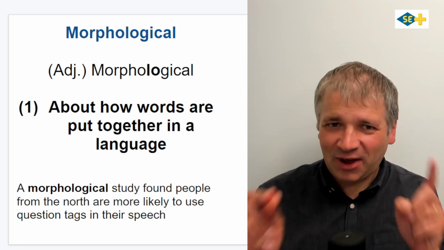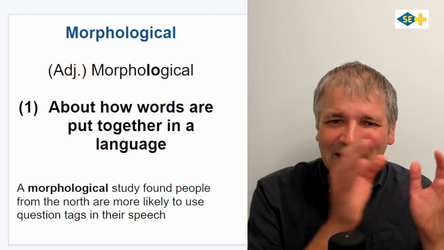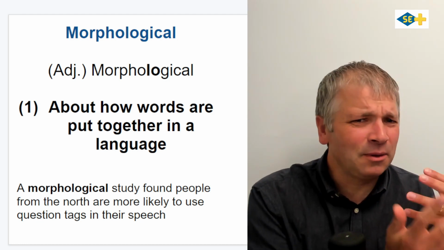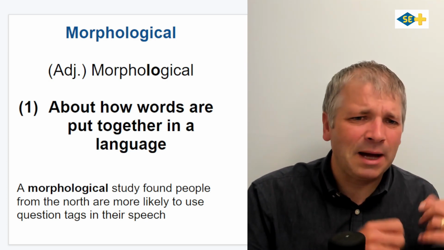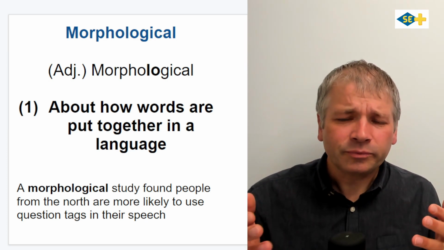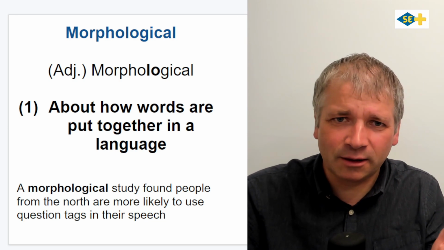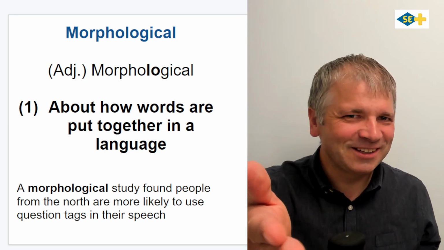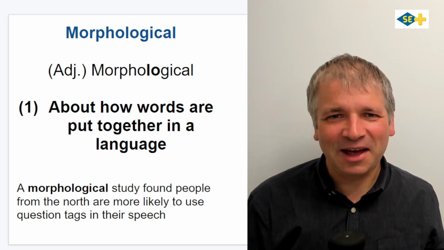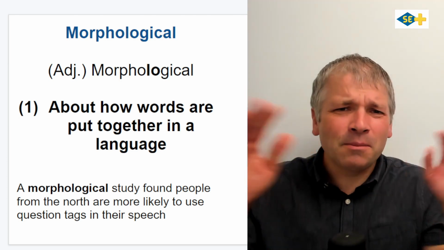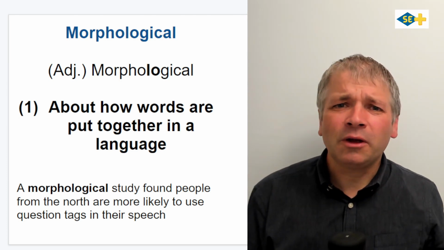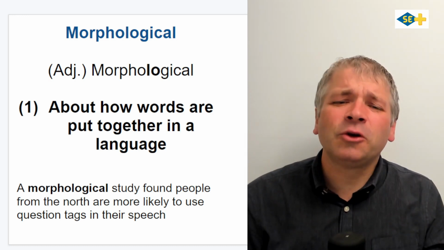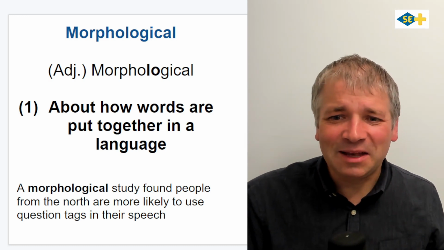speech. Question tags are those little endings to words when you say something but you've got a question about it. So, you're enjoying this lesson, aren't you? Aren't you is the question tag. And so a morphological thing is something to do with how the words are put together in the language.